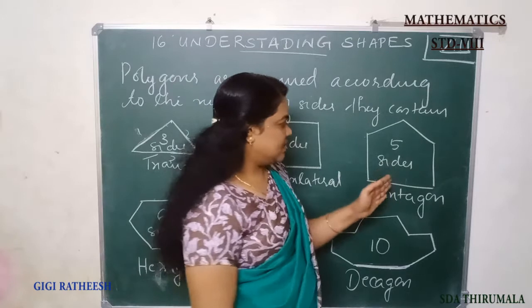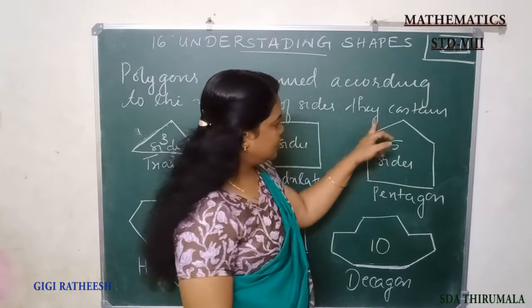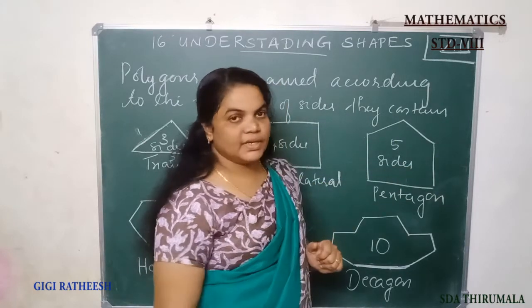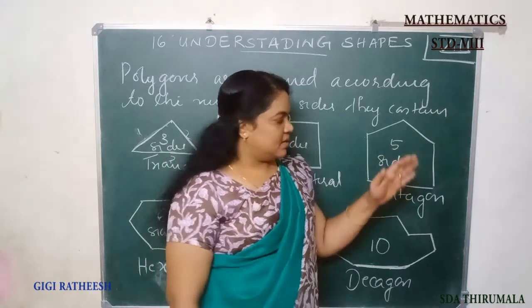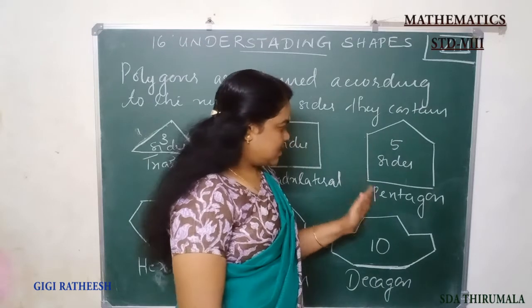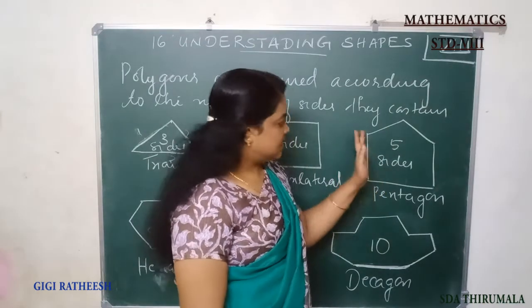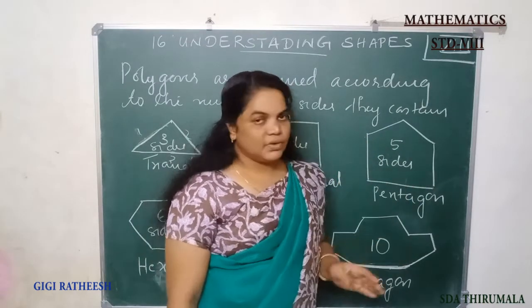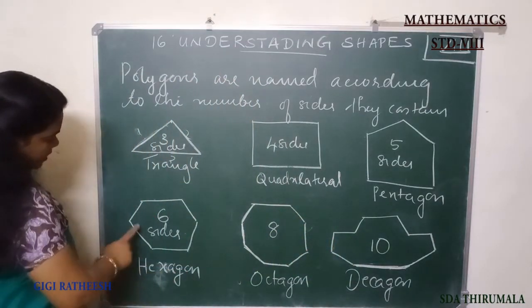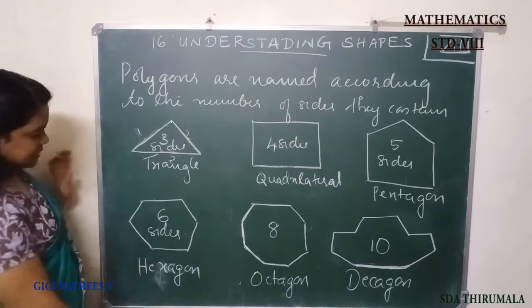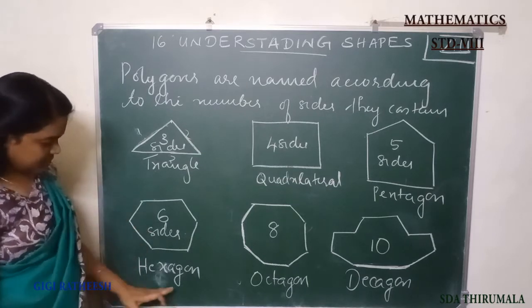And then next is a polygon with five sides. That is 1, 2, 3, 4, 5-sided polygon. And this five-sided polygon is called a pentagon. Penta means 5, that is, here it is 5 sides. A 5-sided polygon is called a pentagon. And here there are 6 sides: 1, 2, 3, 4, 5, 6. A 6-sided polygon is called a hexagon.